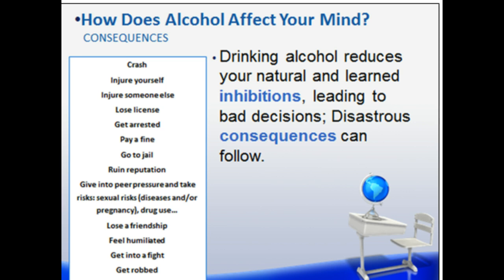to jail, ruining your reputation, giving in to peer pressure, and taking risks, sexual risks, which may result in even worse consequences, diseases or pregnancy. Drug use, losing a friendship, feeling humiliated, getting into a fight, getting robbed. Consequences.